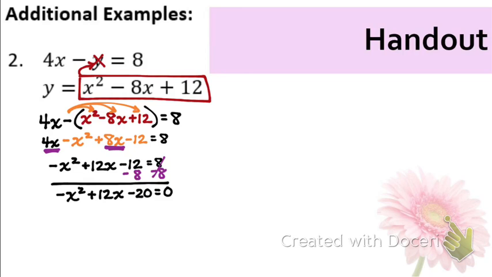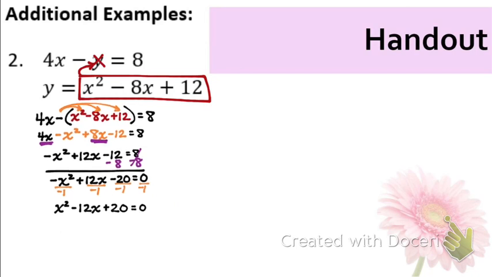Do you guys see this negative in front of the x squared? If I'm going to use factoring, I don't want that to be a negative. So I'm going to divide every piece by -1. If I do it to one part, as long as I do it to everything else, I'm allowed, including the 0 over here. Everybody gets divided by -1. So then I would have x squared minus 12x plus 20 equals 0.